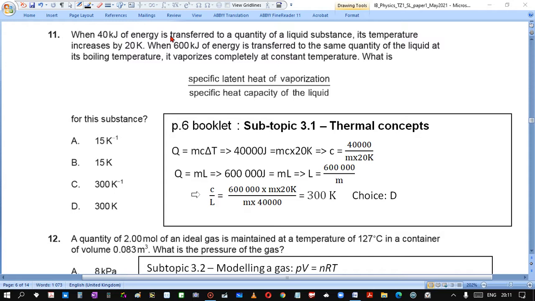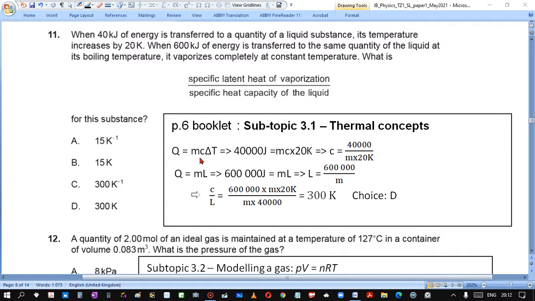Question 11. When 40 kilojoules of energy is transferred to a quantity of liquid substance, its temperature increases by 20 Kelvin. When 600 kilojoules of energy is transferred to the same quantity of liquid at its boiling temperature, it vaporizes completely at constant temperature. What is the ratio of the specific latent heat of vaporization to the specific heat capacity?